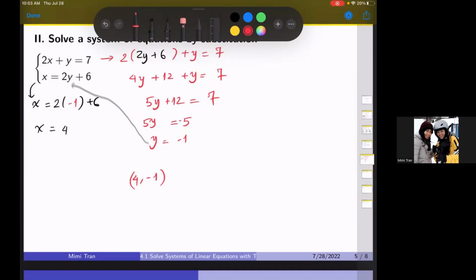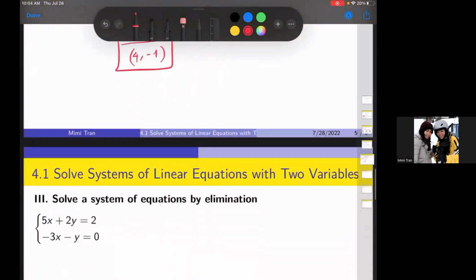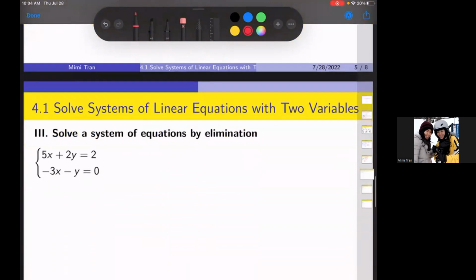At the end, I do like you to put it in order pair as well. Okay, the second one is solving by elimination. I use this all the time.